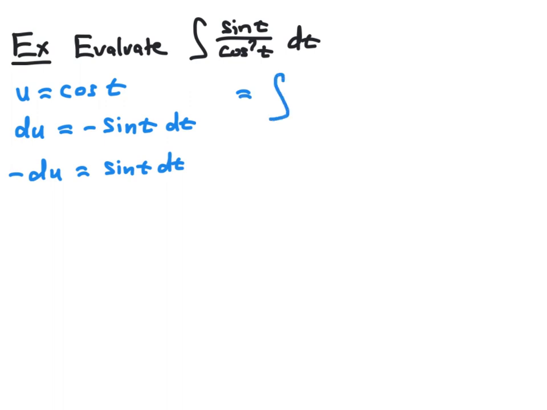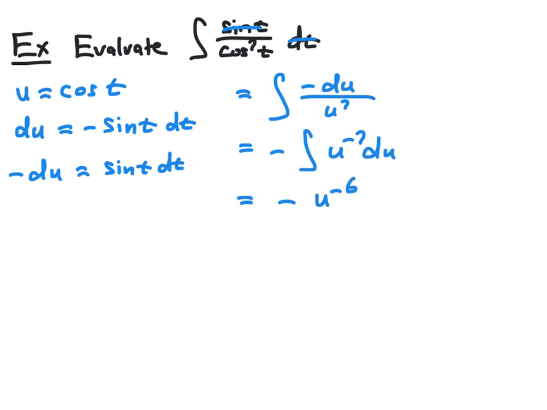We have in our numerator a negative du, and that will take care of the sine of t and the dt. And in the denominator, we have u to the 7th power. So we have an integral of negative du over u to the 7th, which we can think of as negative of the integral u to the negative 7th du. So we can evaluate this integral using the power rule. So we get u to the negative 6 power divided by negative 6, all plus c.